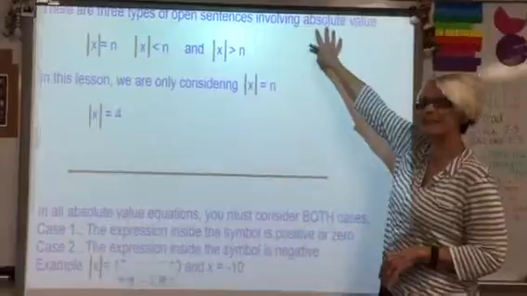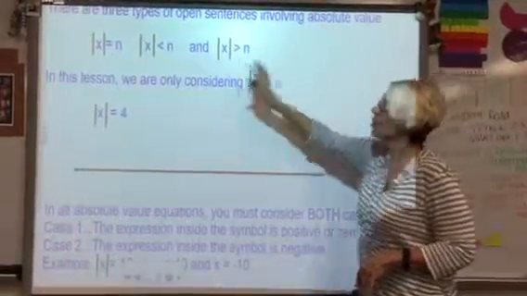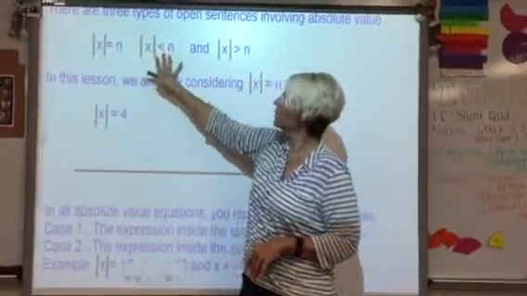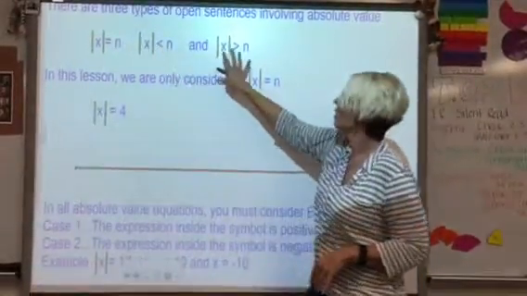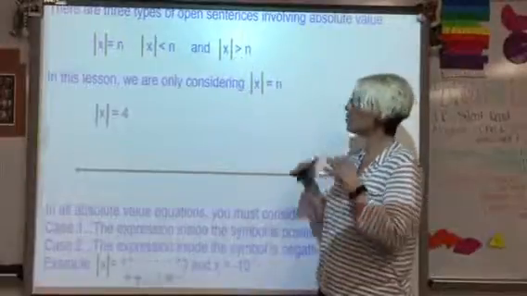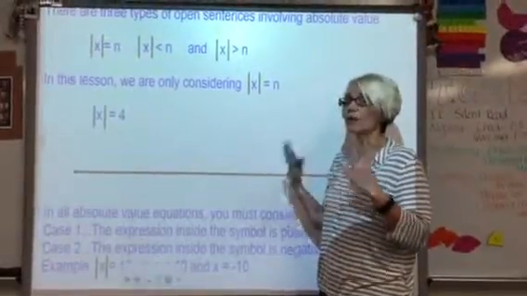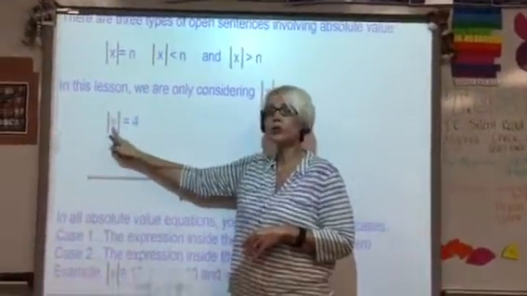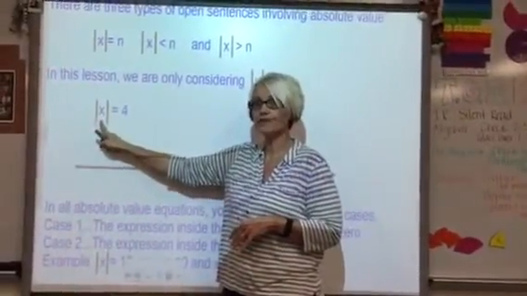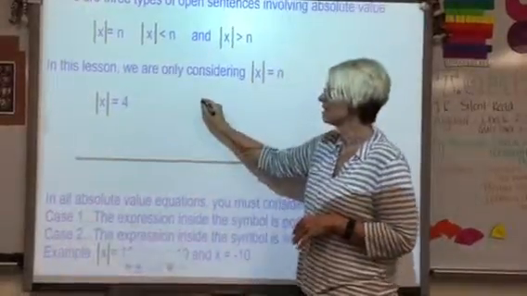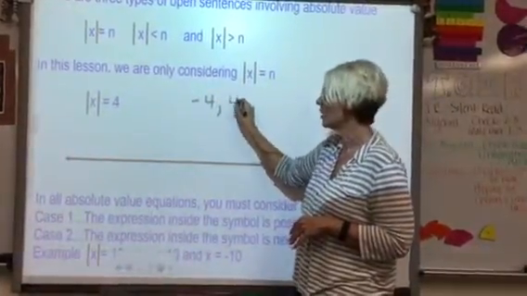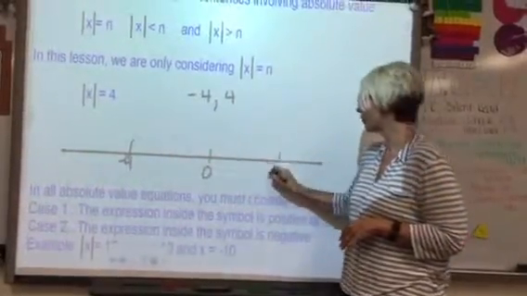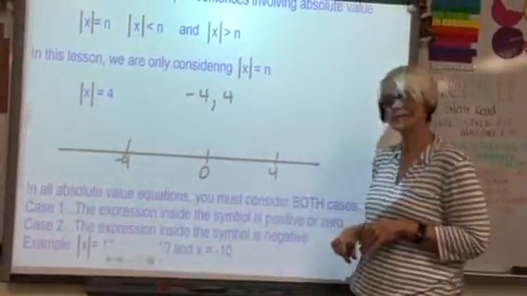There are 3 types of sentences involving absolute value. When we have an absolute value of a number equal to n, when we have an absolute value less than n, and we have an absolute value greater than n. Well, all we're going to worry about in this lesson is equality. So the absolute value of 4, what 2 numbers are 4 steps from 0? Well, we have to consider the negative case and then consider the positive case. -4 is here. Do you remember our number line? 4 is here, and they're both 4 steps from 0.